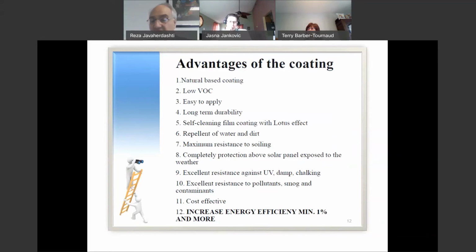It is not too costly, too expensive, and most of all, it increases the energy efficiency at least 1% and more. And as you just saw, when we talk about photovoltaic structures, we are basically walking on a very narrow line.